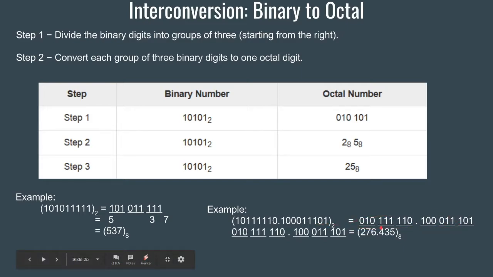Now that we are done with grouping, we will just convert it into the equivalent octal. So 010 is 2, 111 is 7, 110 is 6. We put the decimal, and then the same thing: 4, 3, and 5. So this is the entire octal number.